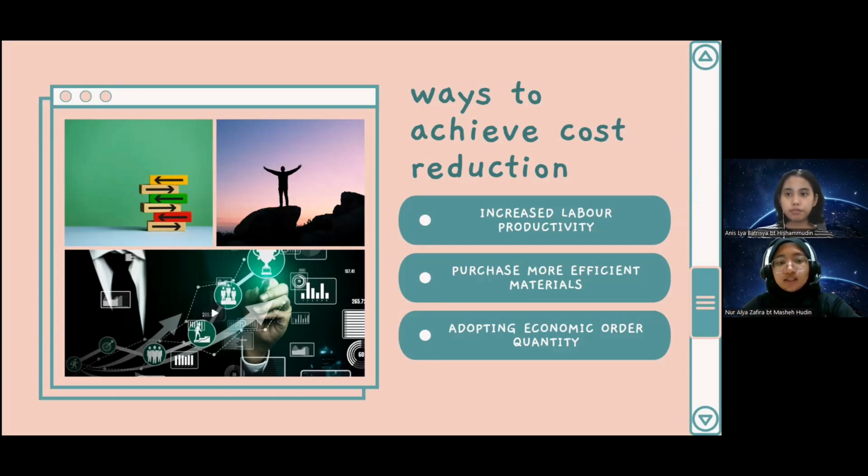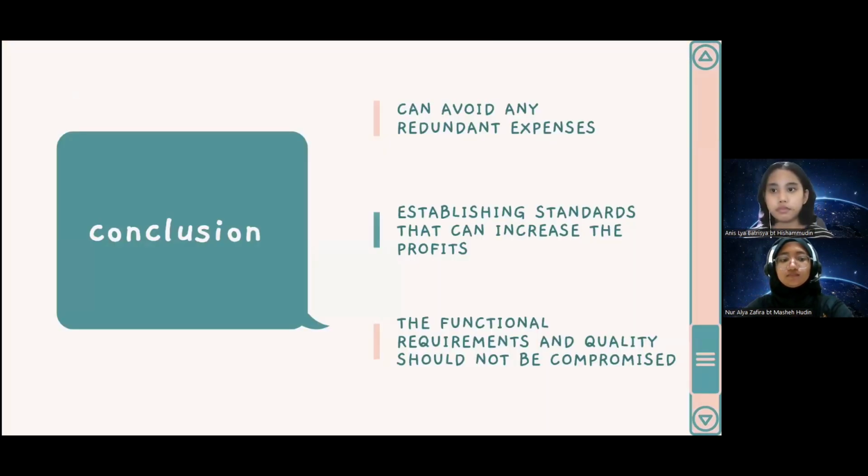Okay, that's all. I will pass it back to Anis to conclude all the presentation that we've made. Okay. So to conclude this discussion of cost reduction methods, as per what has been discussed earlier, this method can help Perabot Nusajaya Sdn Bhd to eliminate any redundant or unnecessary expenses within its company. The second one is establishing standards that can increase the profits, as the possibility of the number of sales being affected is very low by using this cost reduction method.